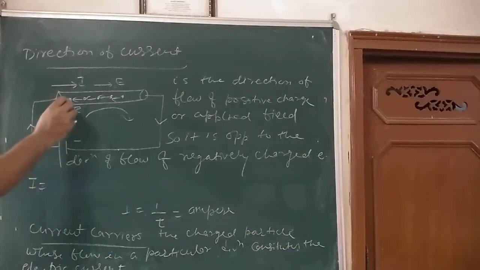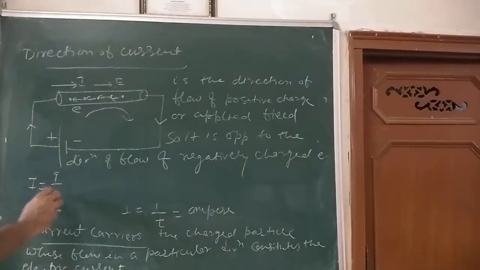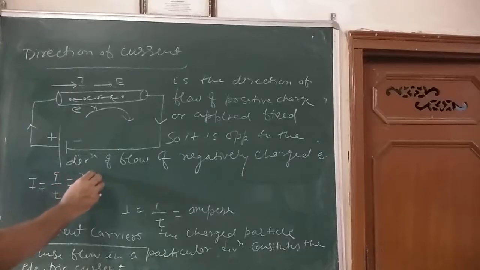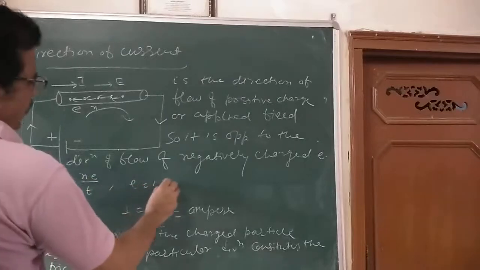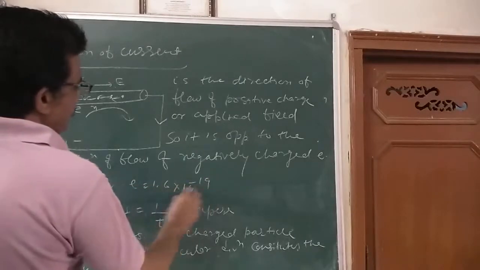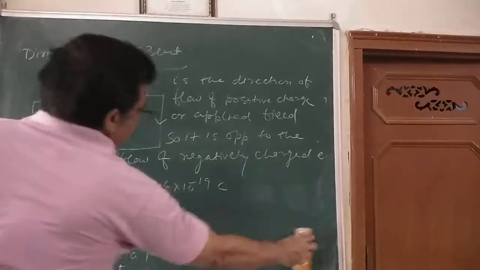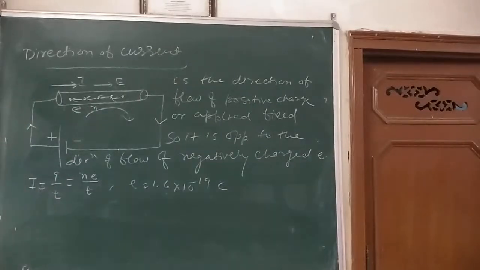Here I can write, if the charge flow here is Q for a time t, the total number of charges, suppose here is N. So N is the total number of charges and e is the charge of an electron. I know very well the value of charge of the electron is 1.6 times 10 to the power minus 19 coulomb. N electrons pass through a conductor in a time t. So dear children, if I want to find the number of electrons, N equals I into t by e.